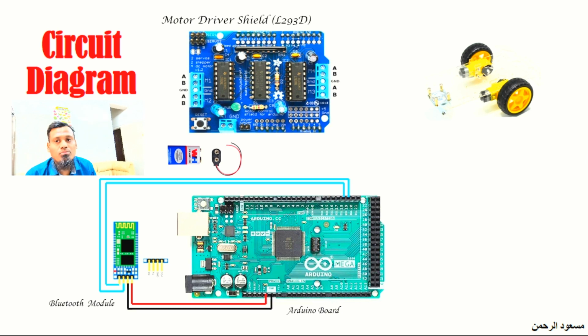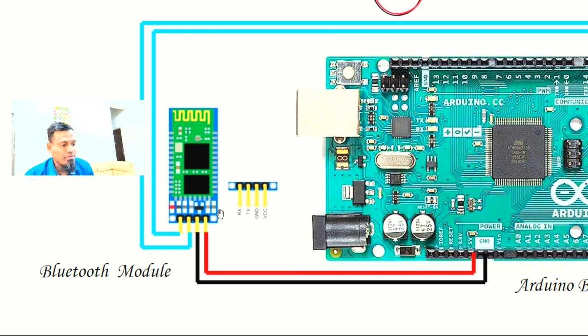First of all, we have to connect the Bluetooth module with the Arduino Mega board. The Bluetooth module has 4 terminals, as you can see marked here: VCC, ground, TX, RX. VCC is our plus 5 volt and ground is 0, TX means transmission pin and RX means receiving pin. According to this front view, these are the pin configurations.